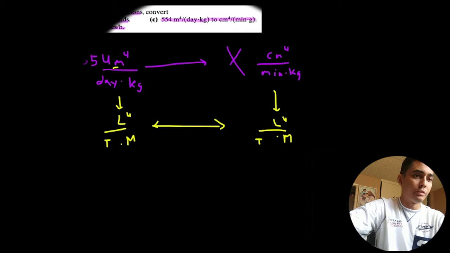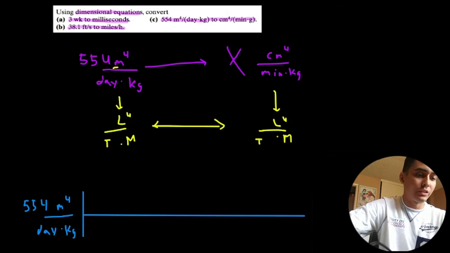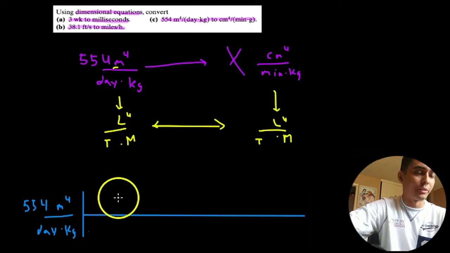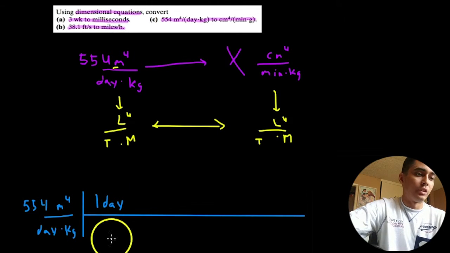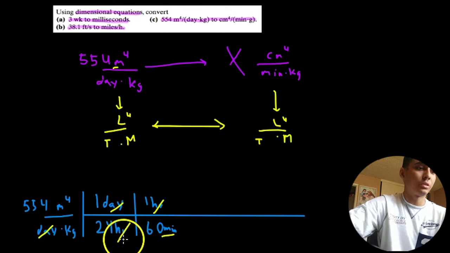So 554 meters to the fourth power, fourth dimension really, per day per kilogram. Just for the sake of simplicity, let's do days first. Days to minutes, we've done that already twice. So 1 day. Notice how we're going from the bottom to the top. When I was in chemistry, this really didn't make sense to me at all. I had to practice a ton of this. So 1 day is of course 24 hours, and 1 hour is 60 minutes. So we're good with days, and we have minutes. Cancel these guys out.